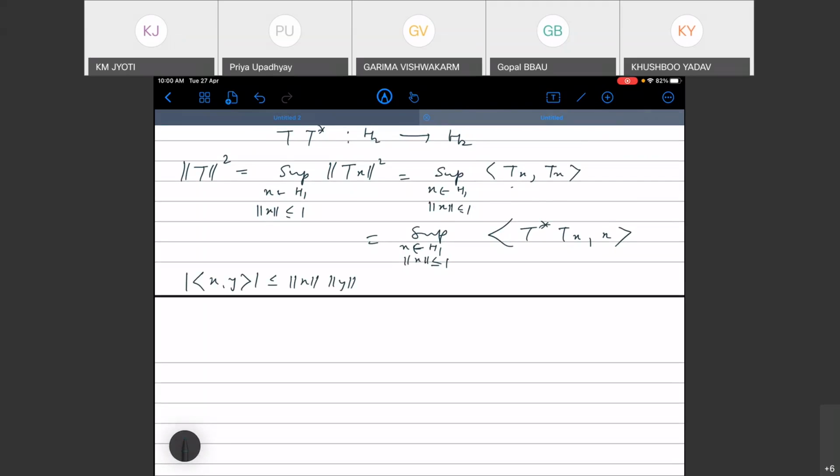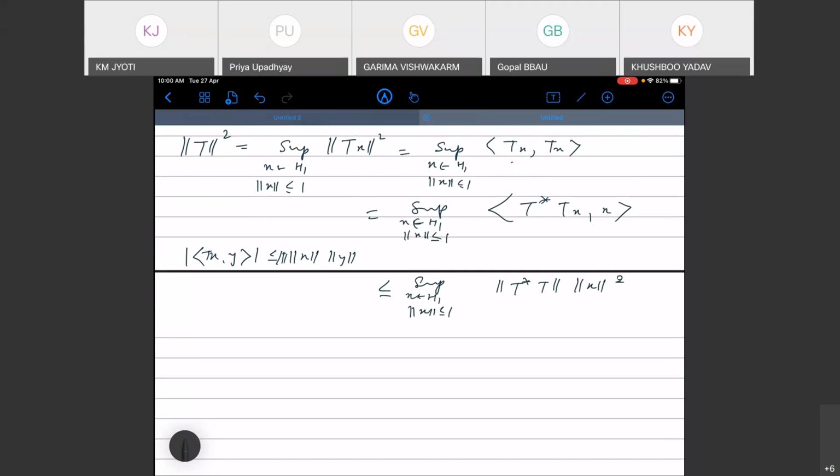ये वाला, ठीक है। अब यहाँ पर ये tx था तो ये norm t, norm x, norm y आ जाएगा. So this will be less than equal to norm t star t, norm x square हो गया. So supremum x in H1, norm x less than equal to 1. And since norm x is less than 1, this is less than 1, so this is less than equal to t star t. Okay.